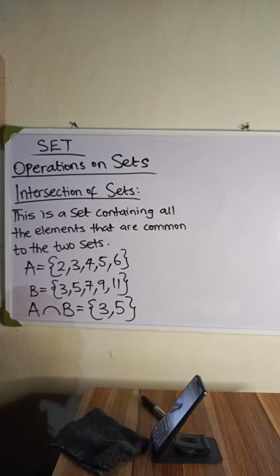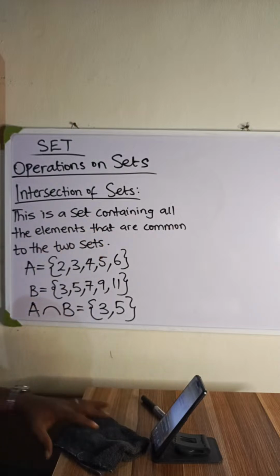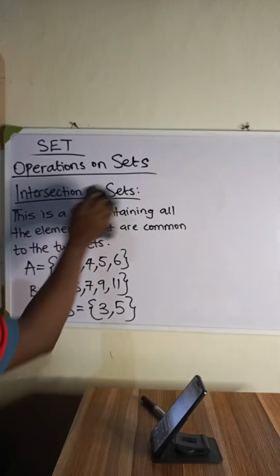So now we are going to draw a Venn diagram. The next thing we're going to ask is, what is a Venn diagram? So a Venn diagram is a diagram representing set operation. It's just a diagrammatic representation of a set operation. So let's draw it.